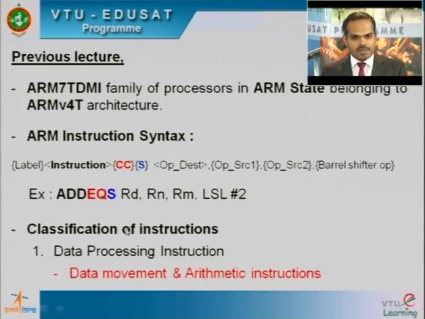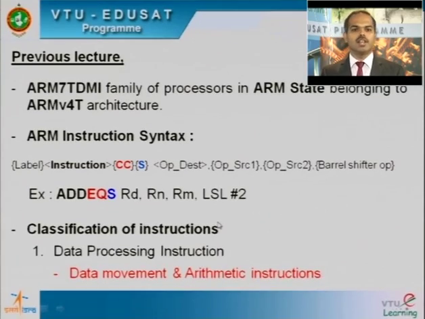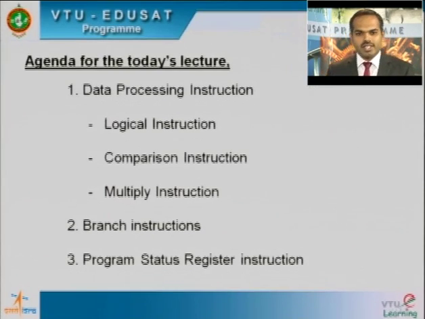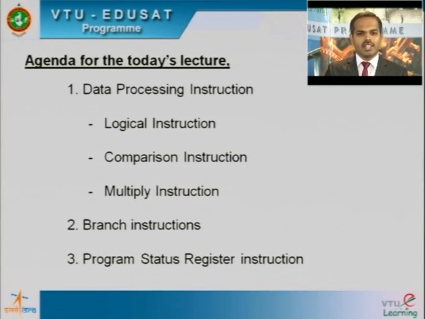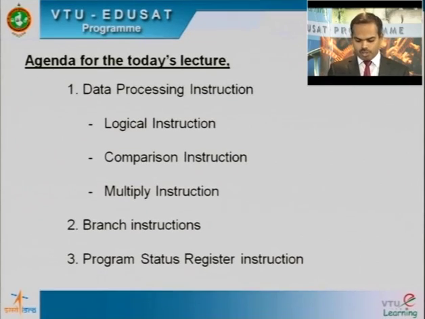After that, we discussed the classification of instructions. There are 7 types of instructions in ARM. The first one is the data processing instruction. In data processing instructions, we discussed data movement instructions and arithmetic instructions in the previous class. Today we will discuss the remaining 3 types in data processing instructions, that is logical instructions, comparison instructions and multiply instructions. Then we will go to branch instructions and then program status register instructions. So this is the topic of discussion for today.